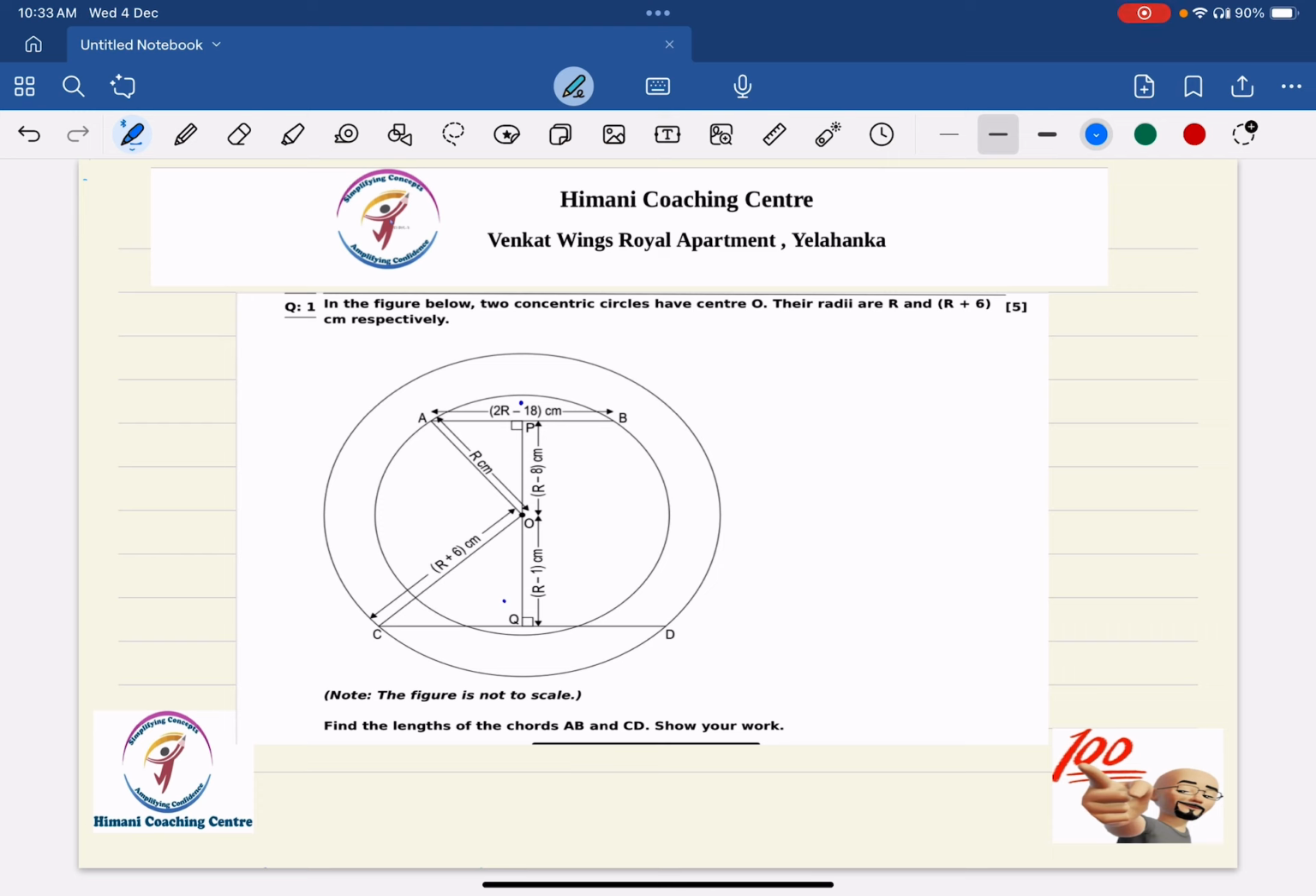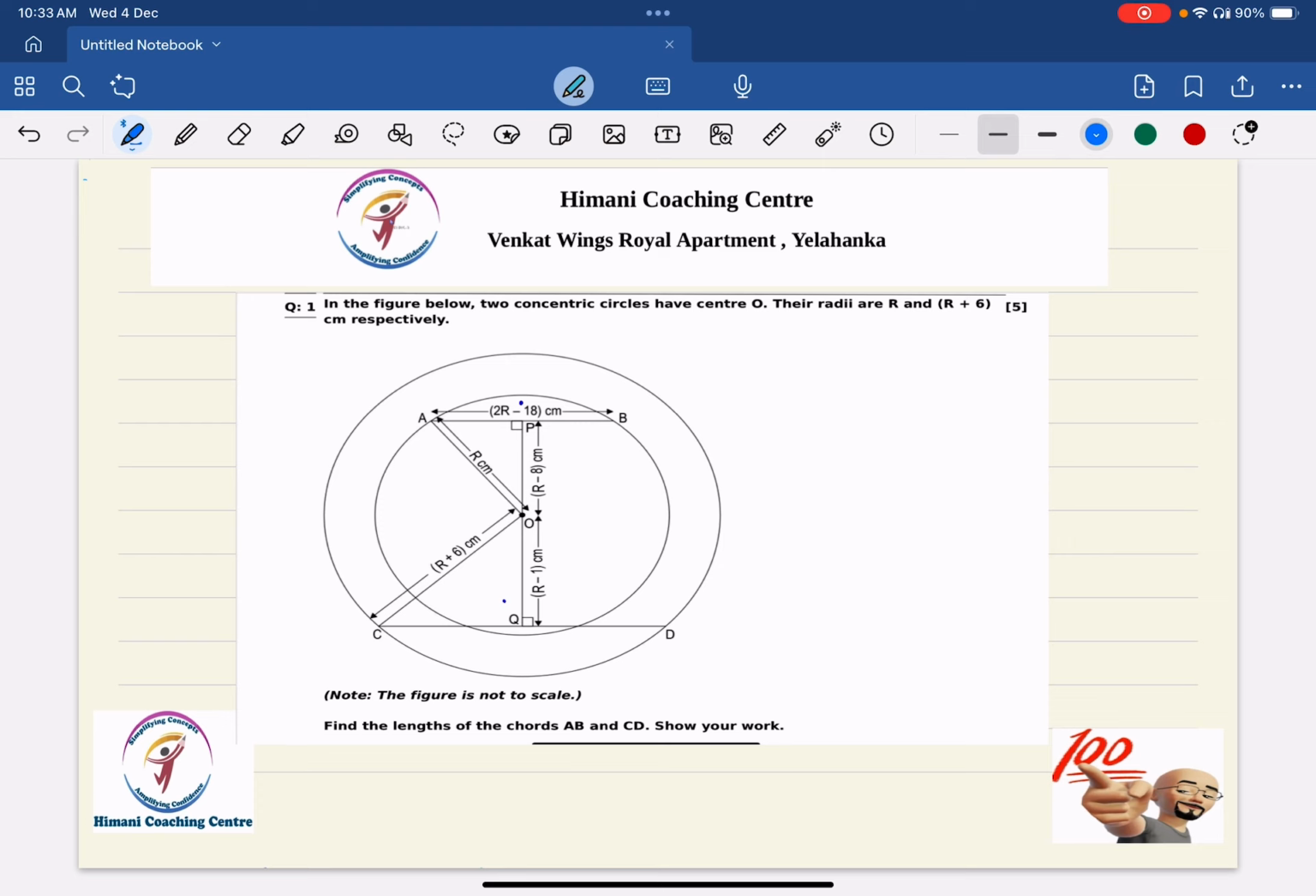So let us look at the first question. It says, in the figure below, two concentric circles have center O. Their radii are R and R plus 6 centimeter respectively. Find the length of chord AB and CD.